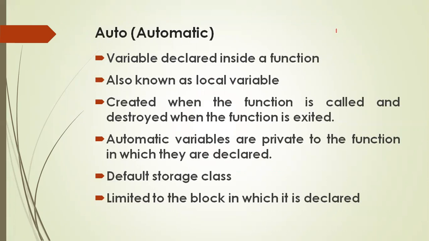Let us start with the storage classes one by one. The first storage class is the auto storage class. It's also called the automatic storage class. Any variable declared inside a function is said to belong to the storage class auto. A variable declared inside a particular function, we also call a local variable. So local variables and automatic variables are one and the same.